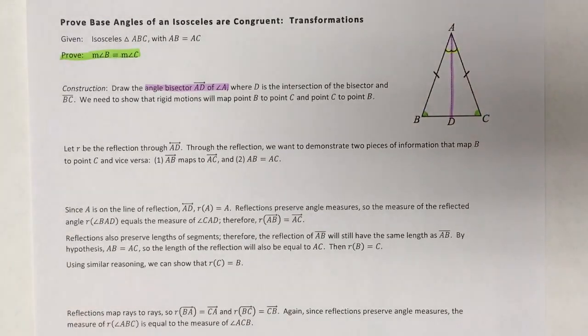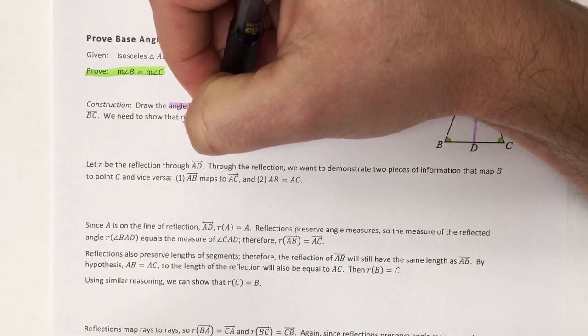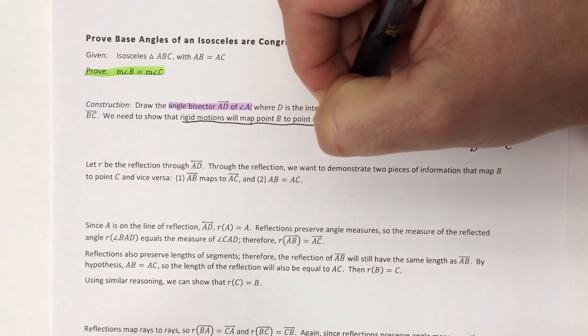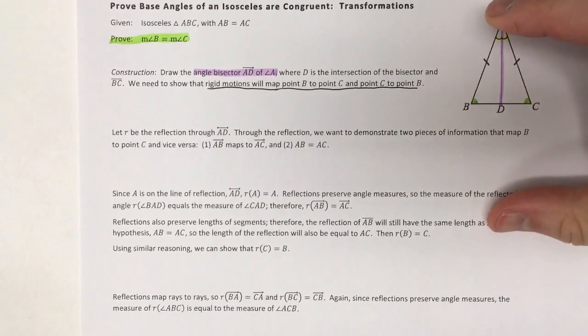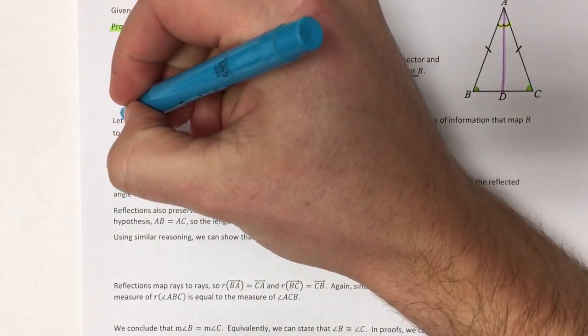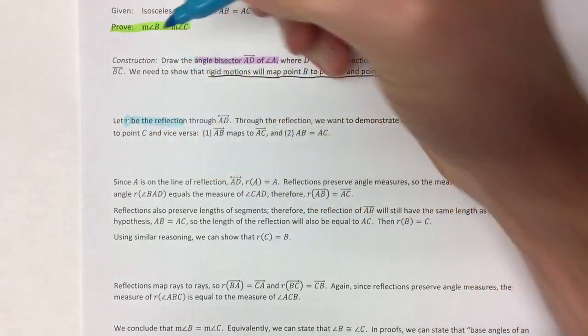And what we're going to show is that rigid motions will map point B to point C. And the reason why we want rigid motions is because we know that rigid motions preserve angle and distance. So let R be the reflection, and I'm going to point out that this is really important notation for us as we try to keep clear the difference between a rotation and a reflection. So this little tiny R right here will be the reflection through AD.